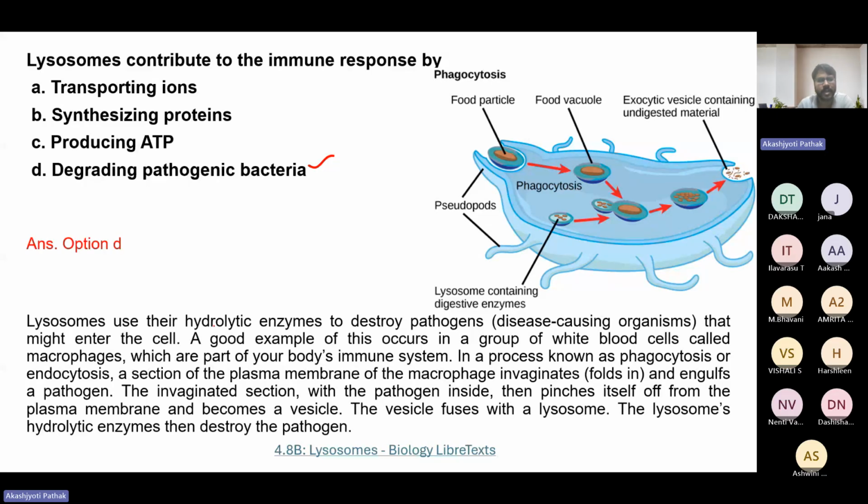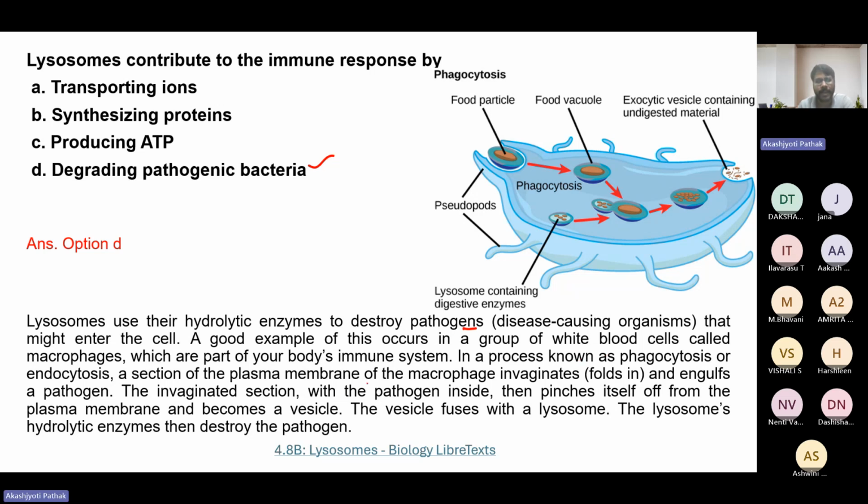So lysosomes, not lysozyme. Lysozyme is a protein. Lysosome is the organelle, and it uses its hydrolytic enzymes to destroy pathogens that might enter the cell. As we know, there are different types of immune cells, the white blood cells, for example. A type of white blood cell is the macrophage, and they are part of the body's immune system. So when these macrophages engulf a foreign particle by a process known as phagocytosis, then what will happen?